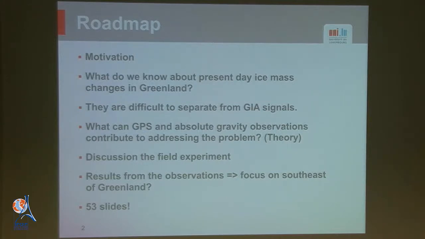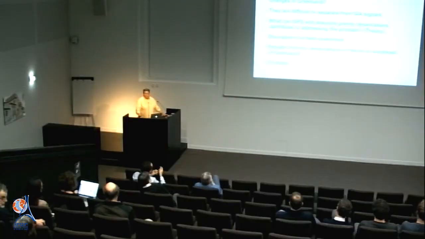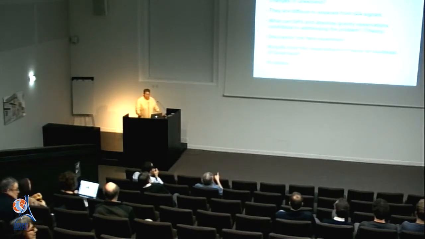The motivation for this talk I'll present, I'll go over what we already know about Greenland and why it's difficult to separate present-day ice mass signals from the GIA signal using satellites and other observations. And then I'll talk about the theory, how we can use GPS and absolute gravity together to solve this problem. Finally, I'll discuss the field experiment and what this means for Southeast Greenland.